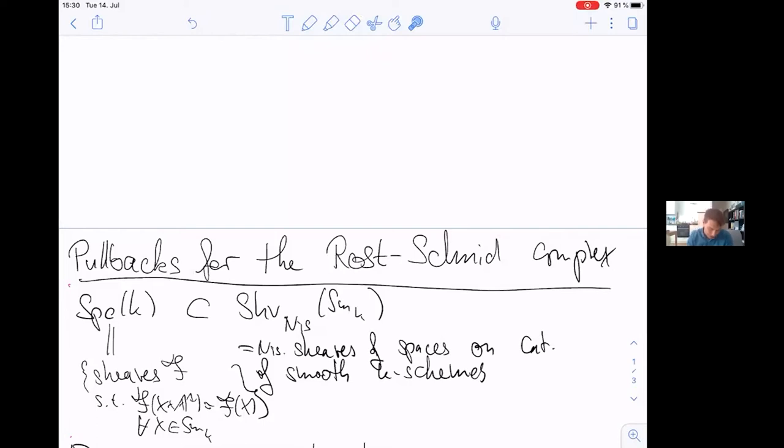And then of course there's going to be some extra condition, because it would be silly to have two names for the same thing. The extra condition is this so-called A1 invariance. You look at all those sheaves F such that if you evaluate it on some smooth variety X, or if you evaluate it on X times A1, you get the same thing. And this is the so-called category of motivic spaces.